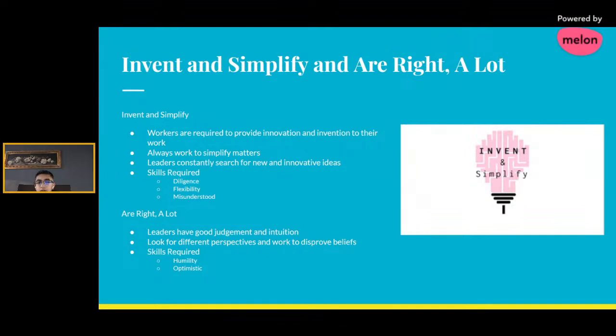Next, write a lot. Leaders have good judgment and intuition, and they look for different perspectives and work to disprove beliefs. In order to do so, they must have humility and optimism.